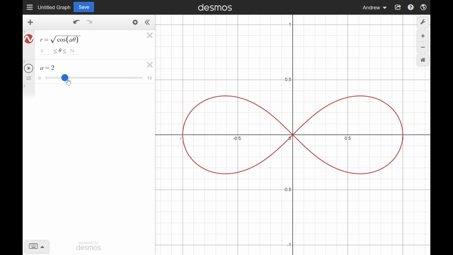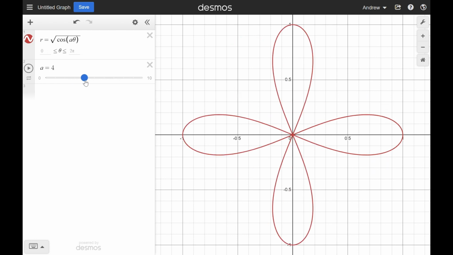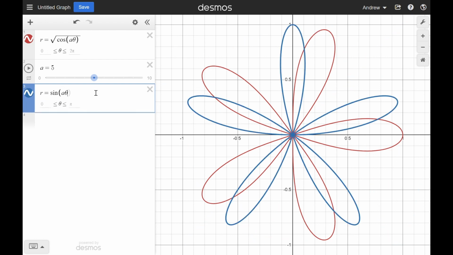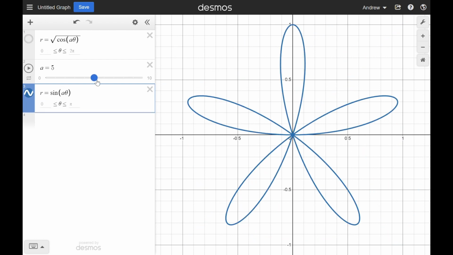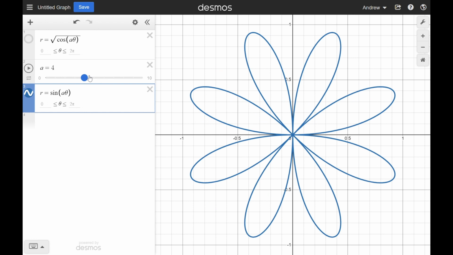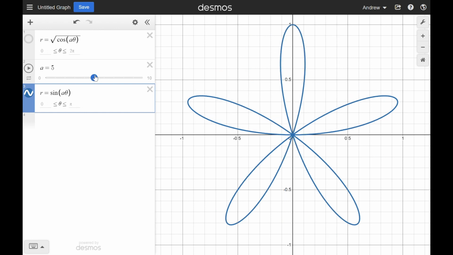But if you just move this A, you'll see that we get something resembling the normal rose pattern you normally see in polar graphs. So say we had r equals sine of a theta. What you'd see is every time we change a, we get a different number of little petals, right? For even numbers, we get 2n petals. For odd numbers, we get n, or a, pardon me, petals. Anyways, that's not what we're looking at today.